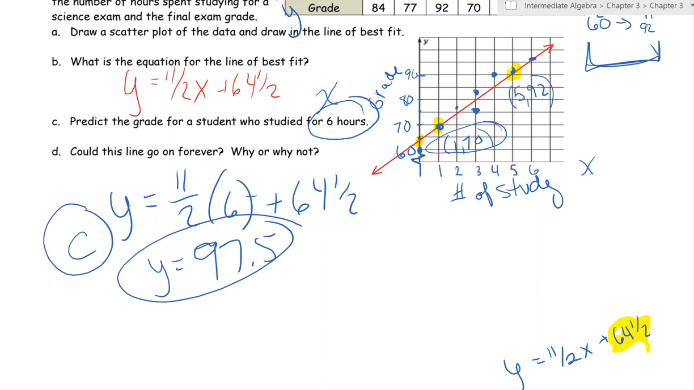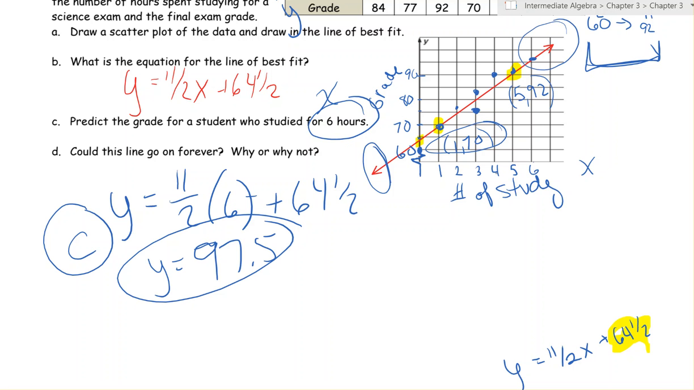And then we want to analyze a couple other things. This says, could this line go on forever? You know, usually we want arrows at the end. In this case, I want you to think about what it's representing. It's talking about a test score. So could this go on forever, negative infinity to infinity? The answer would be no, because could you have a negative test score? Probably not, right? It's going to cap out at 0.